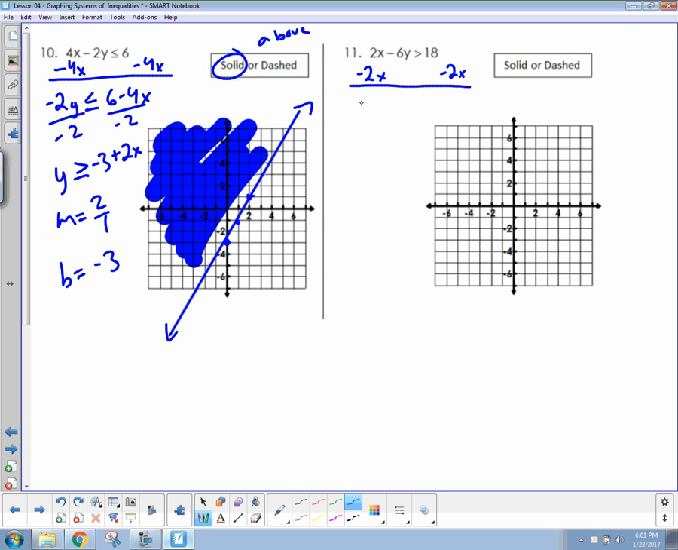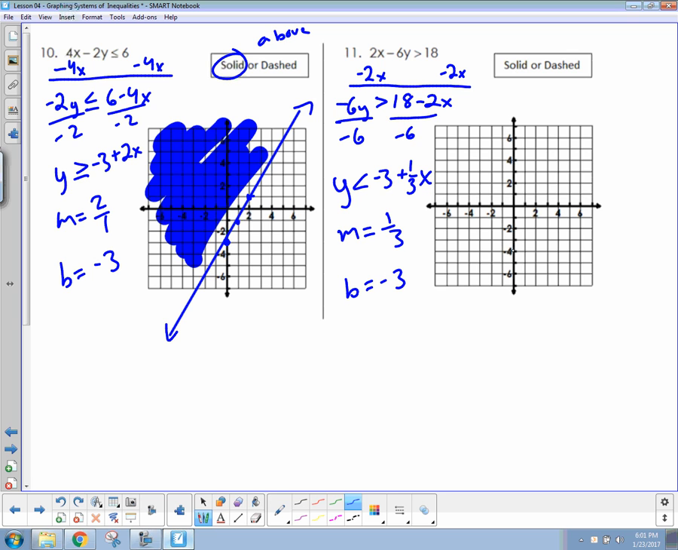Negative 6y greater than 18 minus 2x. Sorry about my phone going off. Divide by negative 6. Y, again we divided by a negative, so we have to flip our sign. 18 divided by negative 6 is negative 3. Negative 2 over negative 6 reduces to a positive 1/3 x. So my slope is going to be 1 over 3, and my y-intercept is negative 3.